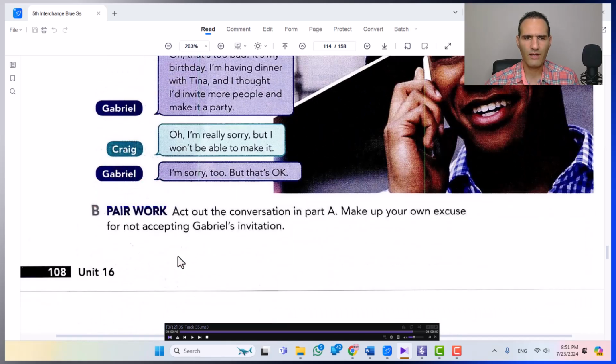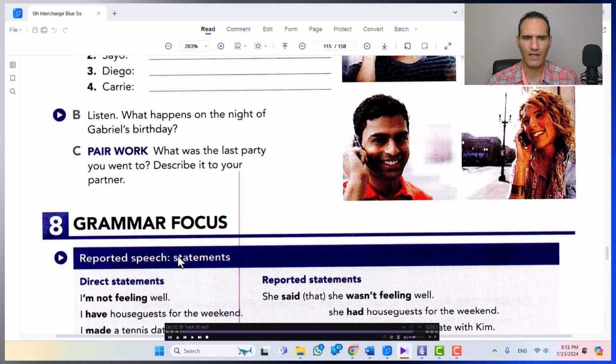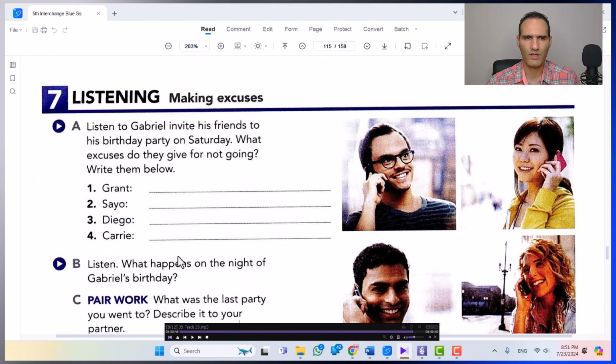So this kind of made our mind ready for this listening and following the grammar focus. But let's go to the listening, which is a beautiful one. Making excuses. Okay, let's go. Exercise 7. Listening. Making excuses.